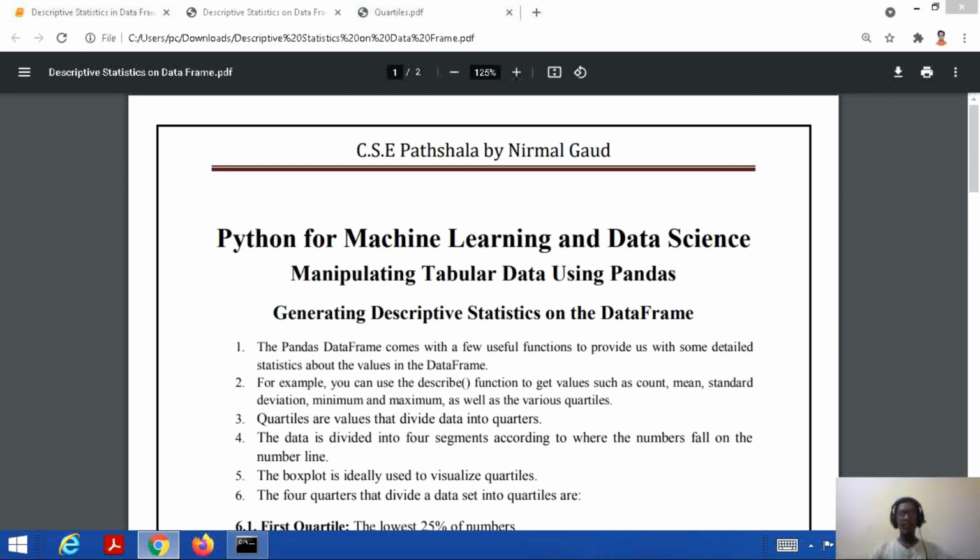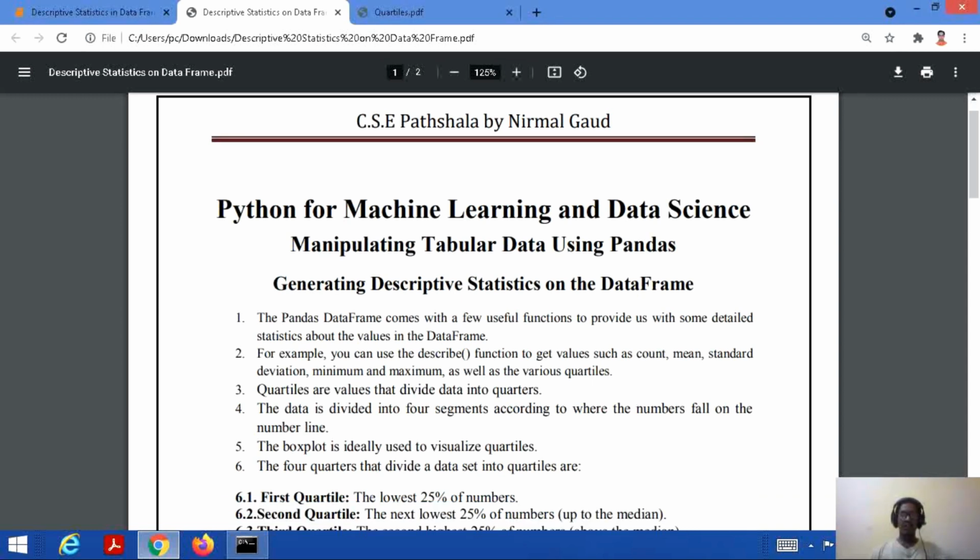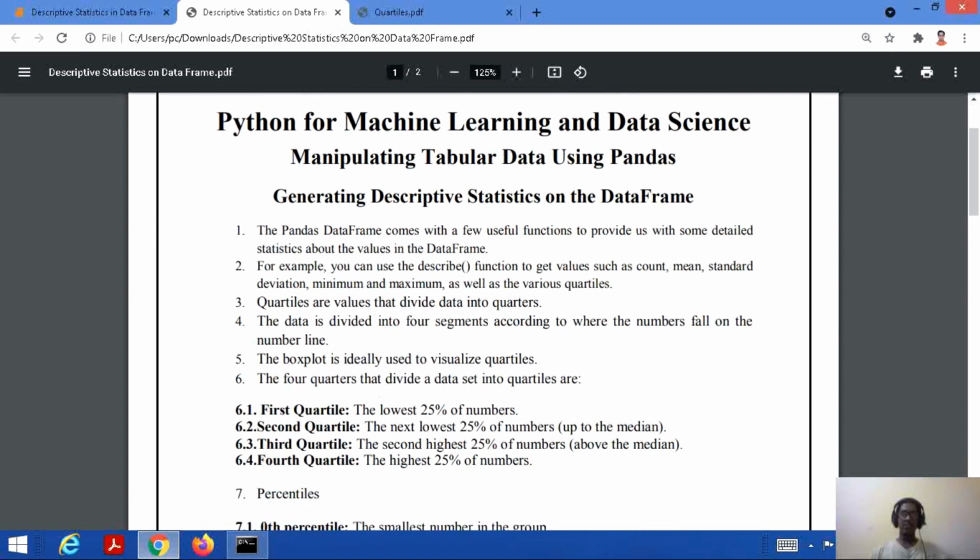If we consider a straight line and all the values are distributed on that particular straight line, the quartiles will divide this straight line into four parts. These are considered as four segments according to where the number falls on the number line. Usually we can visualize the quartiles with the help of a box plot. The four quarters that divide a dataset into quartiles are as follows.